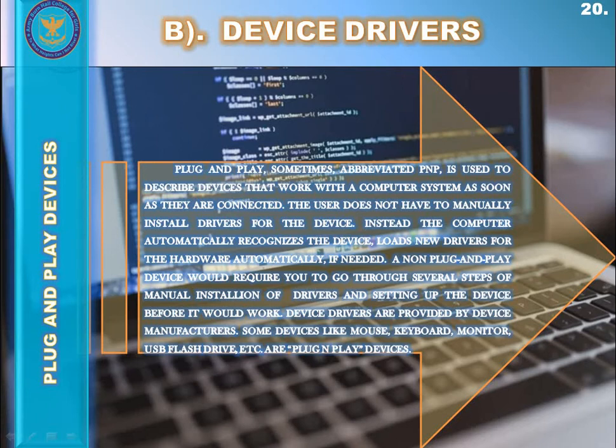Some devices like mouse, keyboard, monitor, USB flash drive, etc. are plug-and-play devices. Their software is pre-installed with Windows. When attached, the computer system automatically recognizes them. While plug-and-play usually refers to computer peripheral devices such as keyboards and mouse, it can also be used to describe internal hardware.